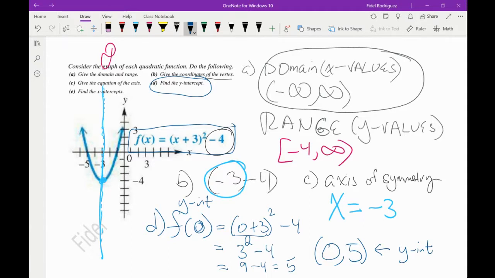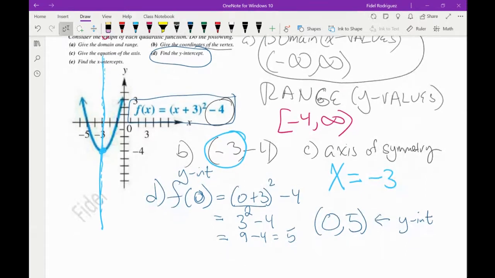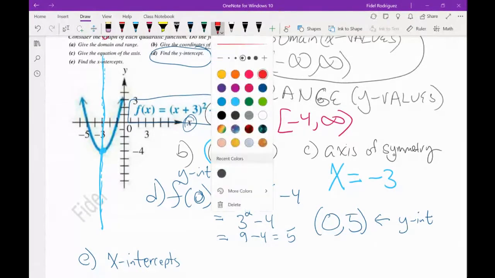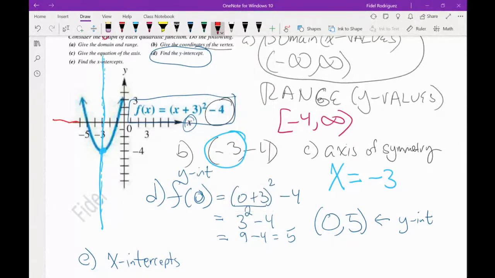And then there's finally a part E. So I'm just going to scooch up a little bit. Part E says, can we find the x-intercepts? Okay. So I want you to think about what the x-intercepts are. The x-intercepts are, where does the graph hit the x-axis? So I'm going to do this in red so it's a little easier to see. Here we go. Where does the graph hit the x-axis?